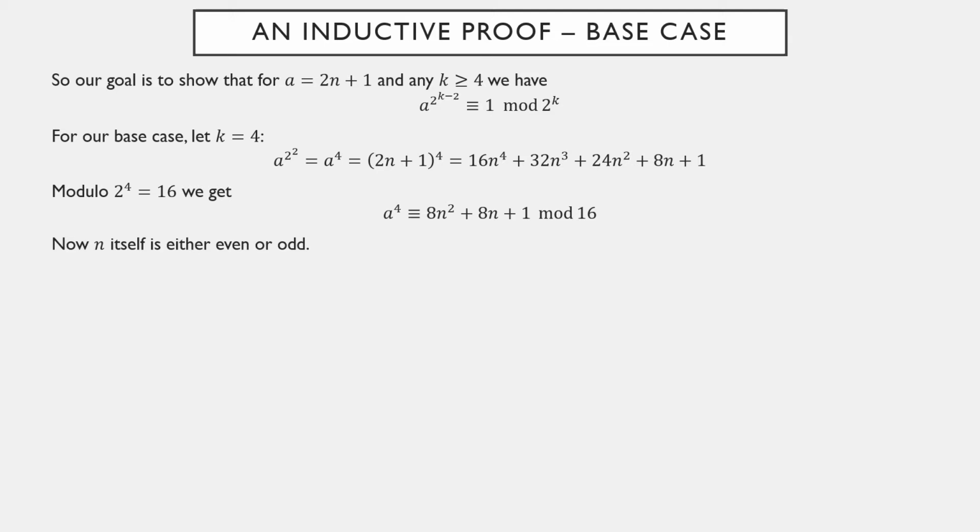Now n is either even or odd. Now a was equal to 2n plus 1. Now n itself is either even or odd. If n is even, I'm going to write it as 2m.